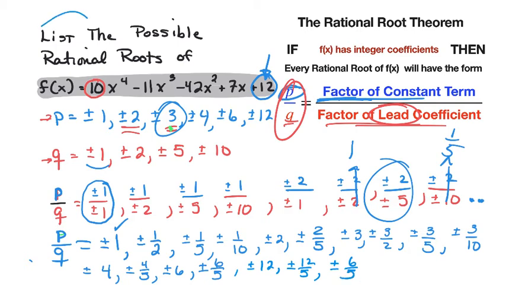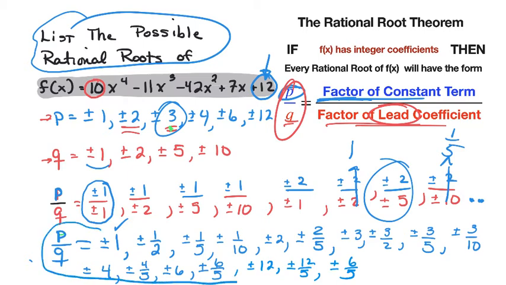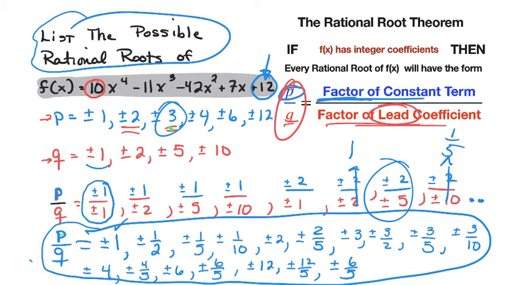So, list all the possible rational solutions. There's our possible list. And what that means is that if this polynomial has a rational solution, it's one of these 17 of them, but they're all plus or minus. So 34 possible solutions. Some of these could be what this x is.